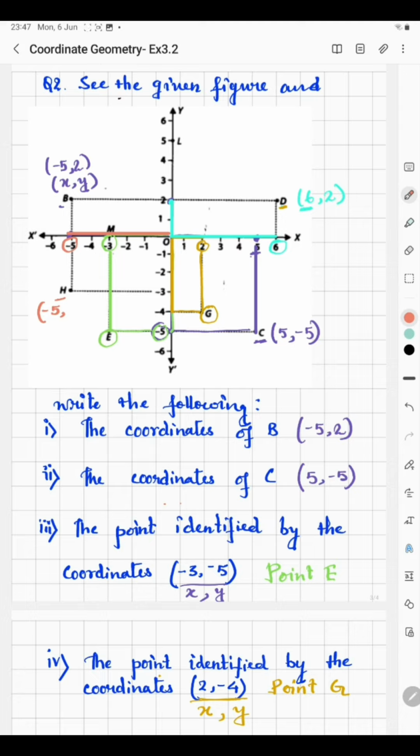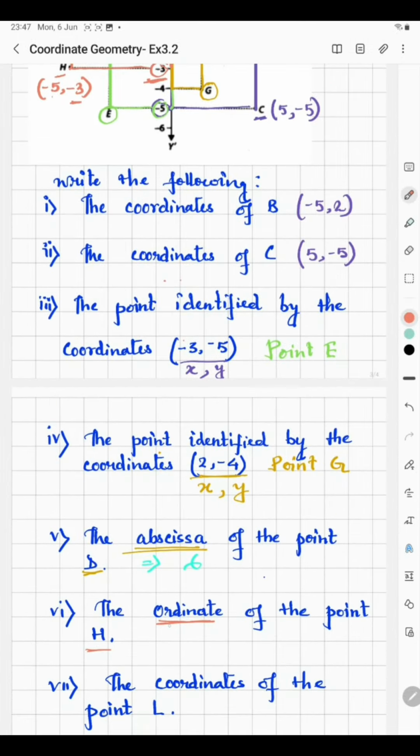Now we will have to find the value of y, which is the value of ordinate. For this, we'll go towards the y-axis. We'll go up to -3, because if you draw a perpendicular line from -3, and from -5 if you draw a perpendicular line, the two lines meet at point H. So that means the coordinates of point H are (-5, -3), in which the value of y, meaning ordinate, is -3. So we'll write -3.